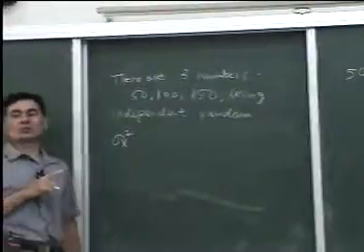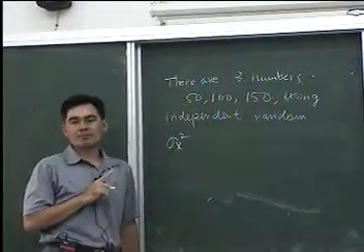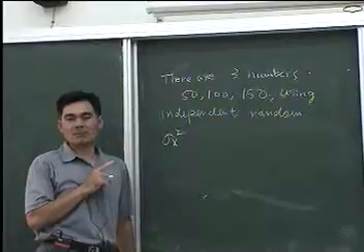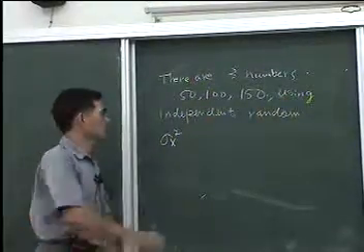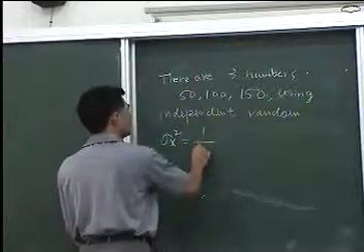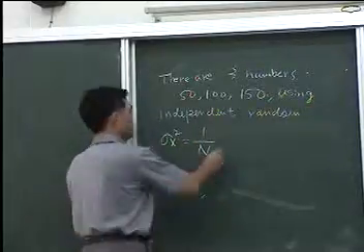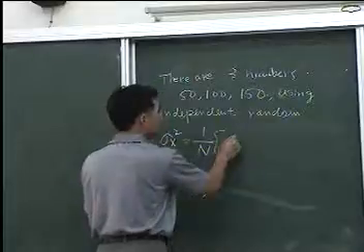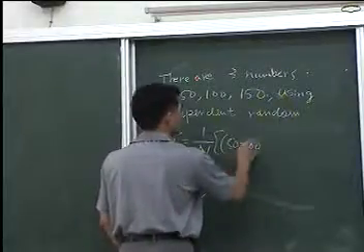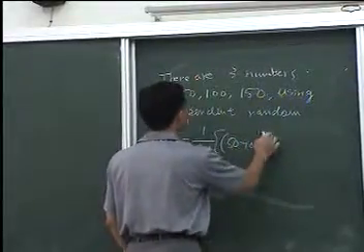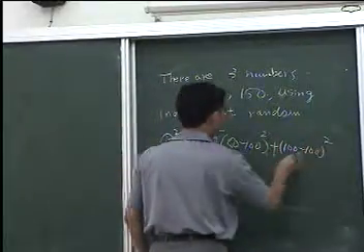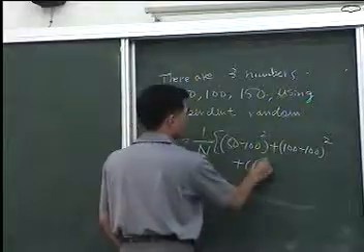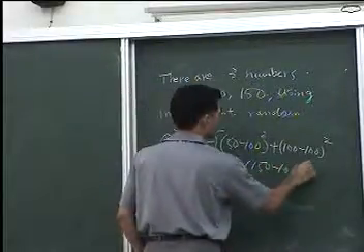Remember, in this case there are only 3 numbers, and we are dealing with these 3 numbers. So that is the population, okay? So it should be 1 over n, right? And here it is (50 minus 100) squared, and then (100 minus 100), and plus (150 minus 100).